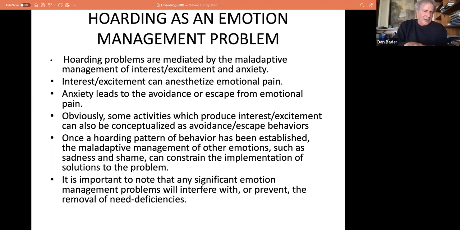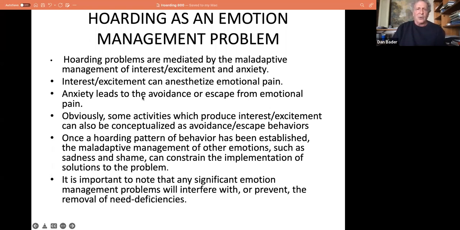I could go into sadness and shame, but there's no time for that given the constraints here. It is important to note that any significant emotion management problems will interfere with or prevent the removal of need deficiencies. So let's say somebody has a problem managing their anger. If you have an anger management problem, that may make it hard for you to have a good emotional support system because people don't want to be around you because you're explosive. You have a short fuse. It's hard to have community involvement if you have an anger management problem because you may go off on people and they don't want you to be part of them.